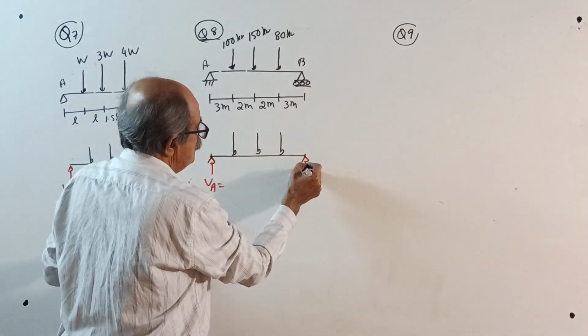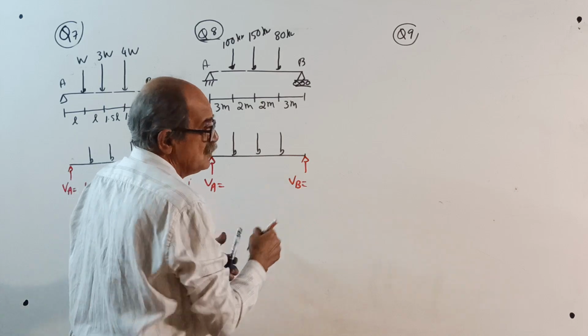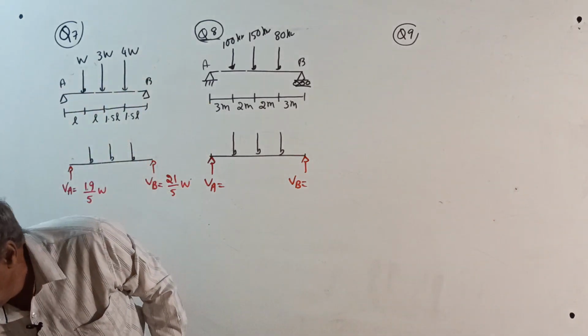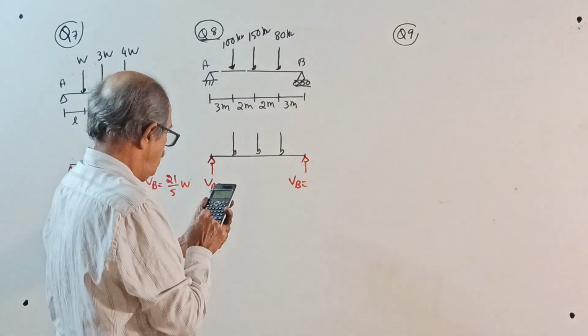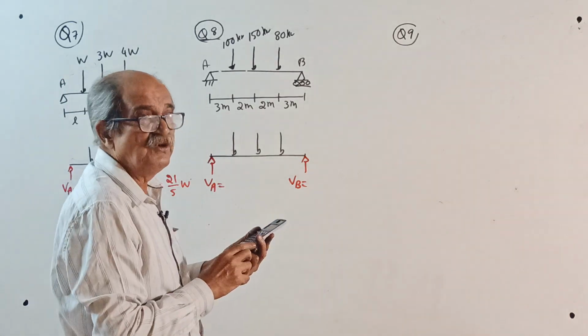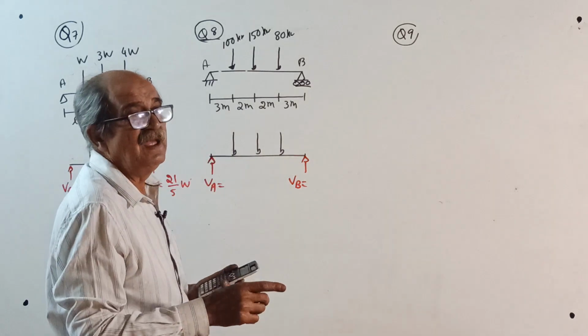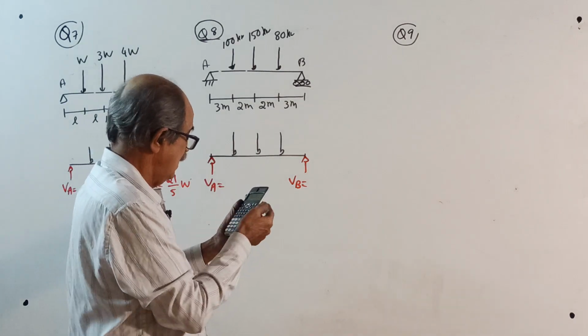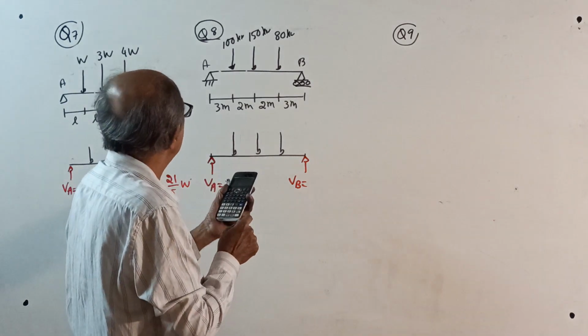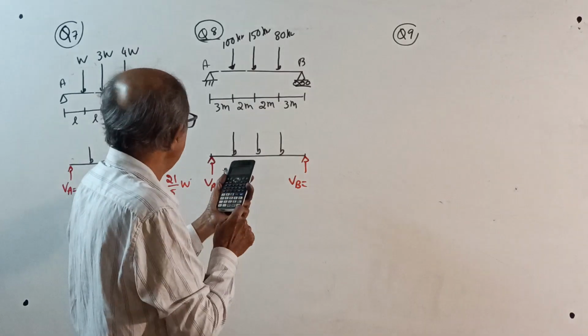VA equal to VB equal to. This way the class will continue for another 3-4 classes. Everything is for your benefit, remember. Even in the notes also, I will tell there, refer the class and solve. I won't write in the notes also. Why? Because there also I should write the same thing. Why? Class is there.